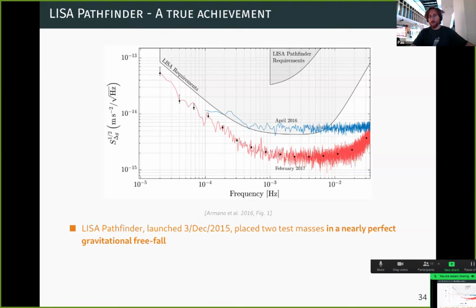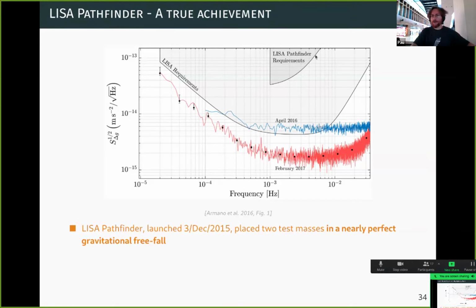And they proved in an impressive way that we can do that. This is differential acceleration, so meters per second squared, divided by hertz to the power of 1/2. And this is frequency. So this is what ESA was requiring. Well, in blue, we have what these people managed to do right after launch in 2016, the blue curve.